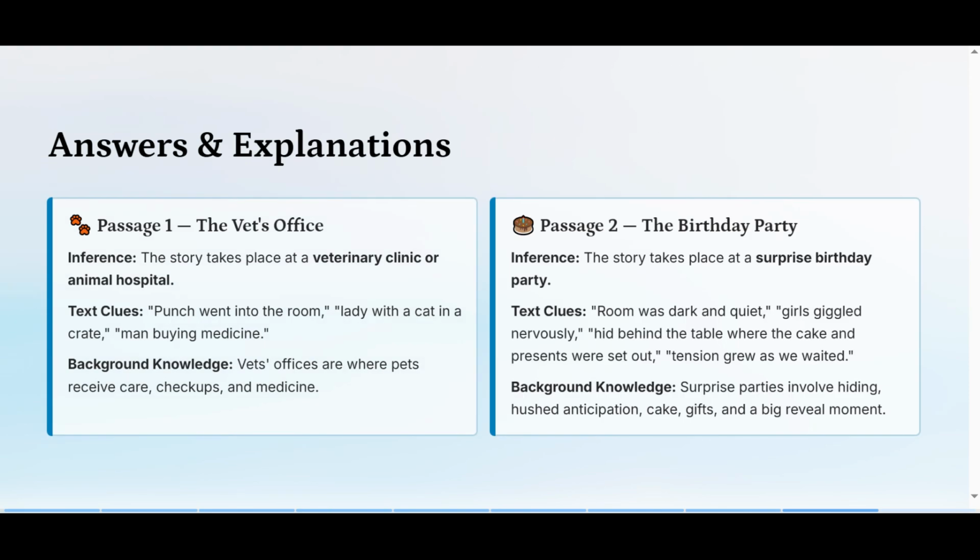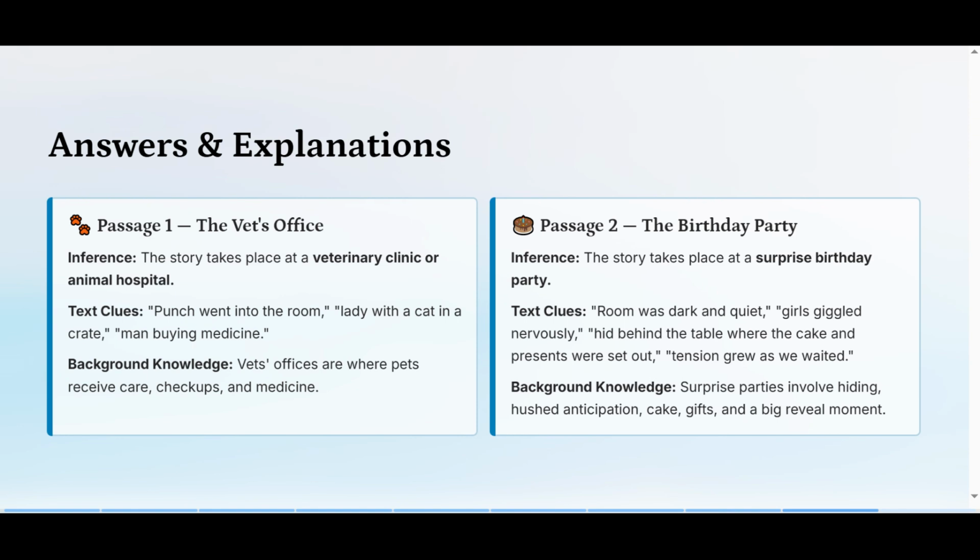Answers and explanations. Passage 1: The Vet's Office. Inference: the story takes place at a veterinary clinic or animal hospital. Text clues: Punch went into the room, lady with a cat in a crate, man buying medicine. Any one of those three can be used as your text clue or text evidence. Background knowledge: vets' offices are where pets receive care, checkups, and medicine.